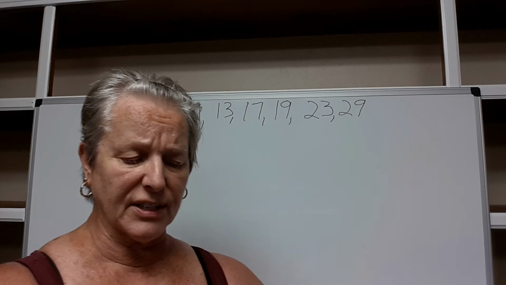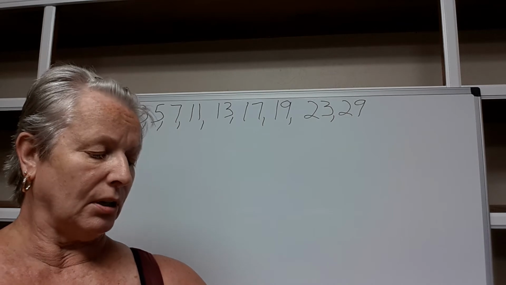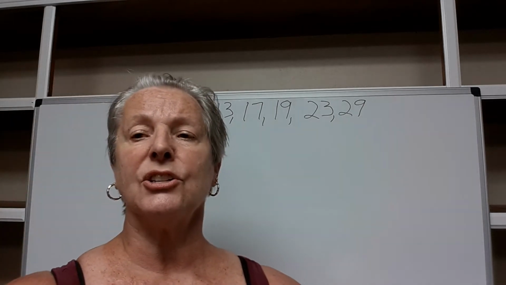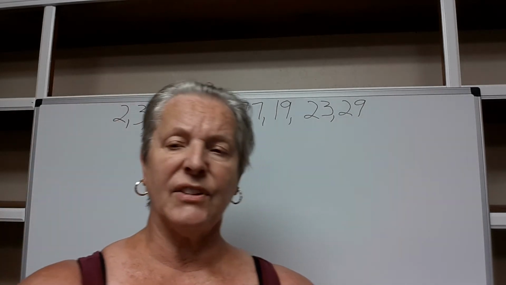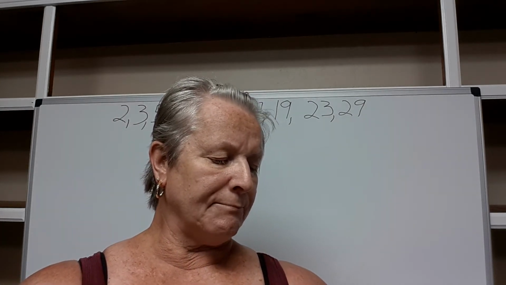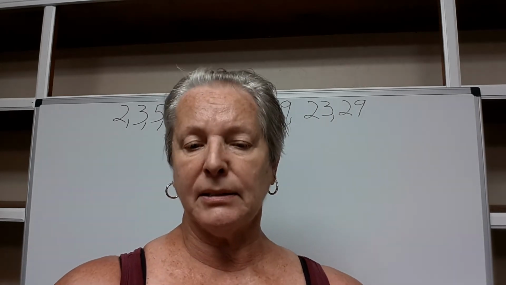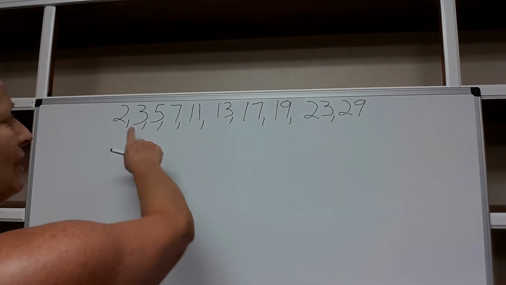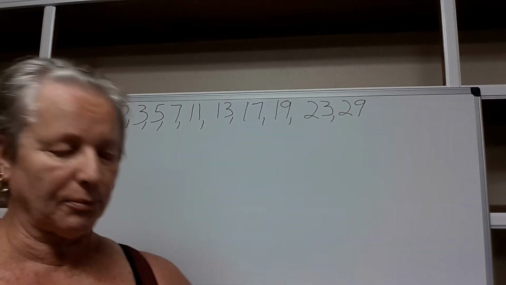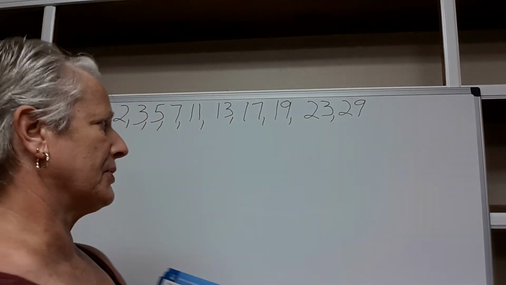But just going over the divisibility rules, 2, if it ends in an even number. 5, if it ends in a 0 or 5. It's divisible by 4 if the last 2 numbers are divisible by 4. For instance, 20, that would be divisible by 4. But 4 is not one of our prime numbers. So we want to always get down to our prime numbers. 3, the sum of all the numbers.